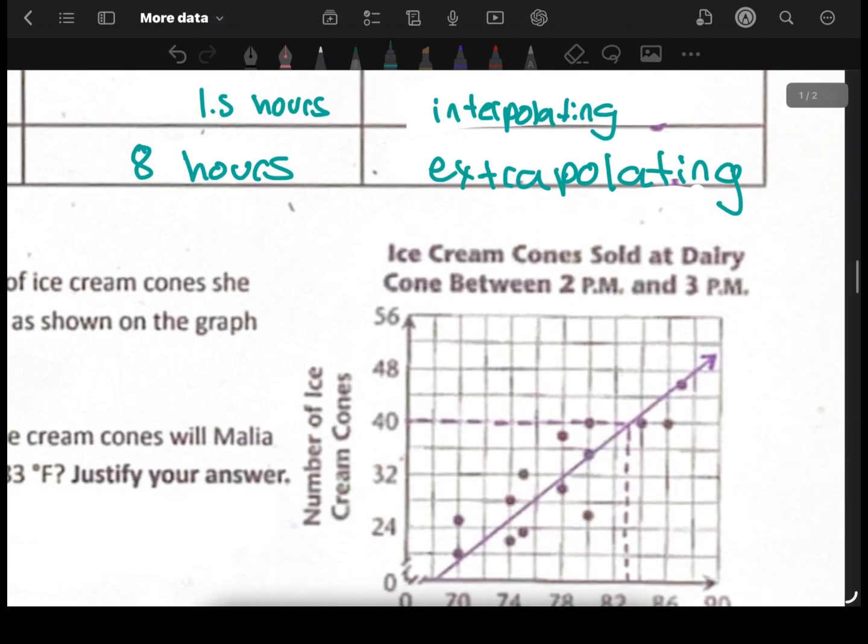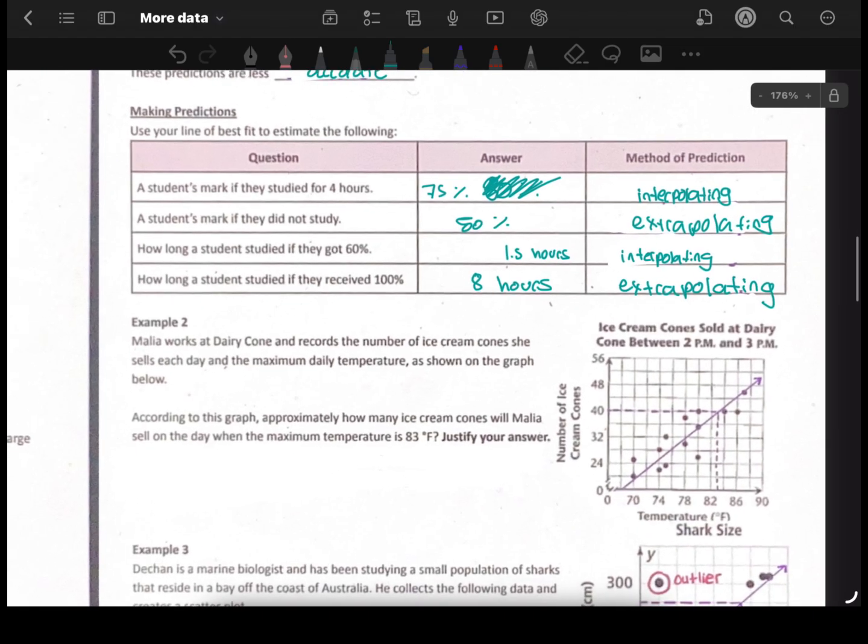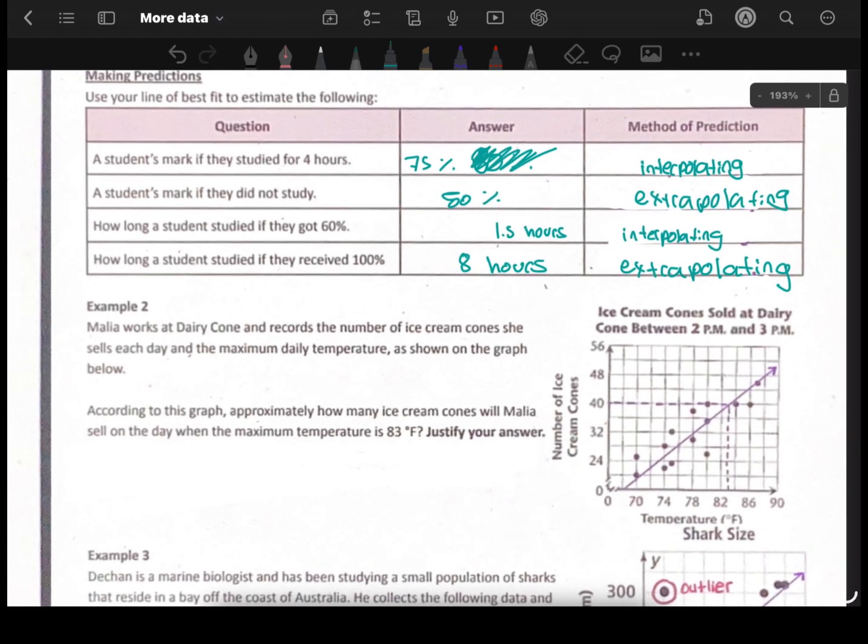Now, here we have another example. Melia works at it and records the number of ice cream cones she sells each day and the maximum daily temperature as shown on the graph below. According to this graph, approximately how many ice cream cones will Melia sell on a day when the maximum temperature is 83 Fahrenheit? Justify your answer.